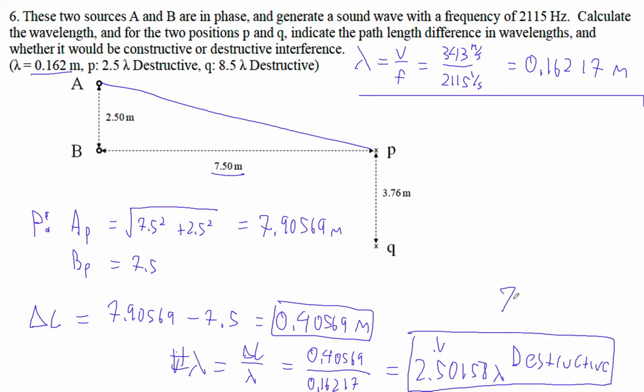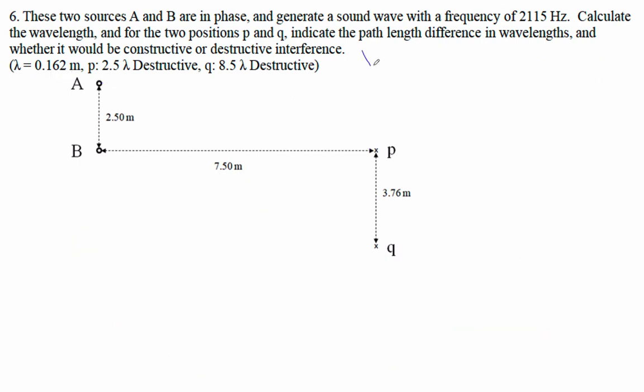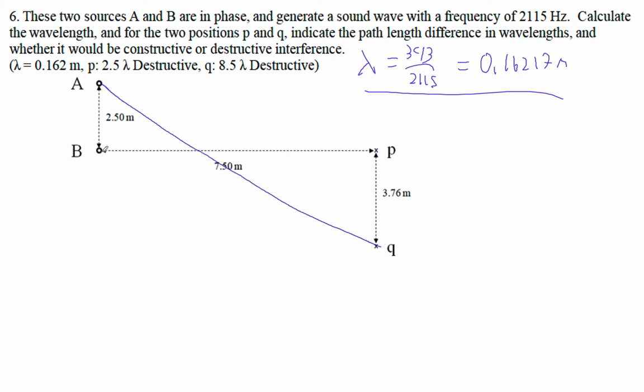Okay, now I'm going to erase and we'll figure it out for Q. What is it for Q? So remember our wavelength is 343 divided by 2115, and 343 divided by 2115 is 0.16217 meters. Okay. And now we've got to figure out for point Q, the difference between AQ and PQ.